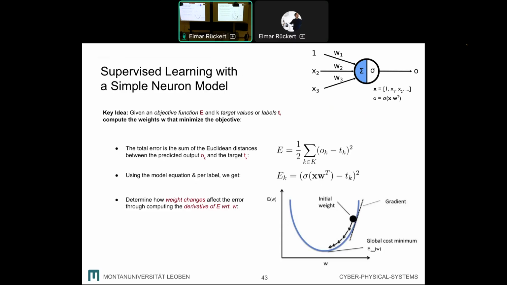This algorithm is called gradient descent algorithm. And it converges to a minimum. In this case, it's called the global cost minimum. Can somebody explain why in this case it's really the global minimum in this sketch? And what is the difference to a local minimum?